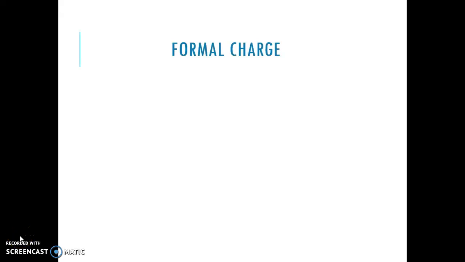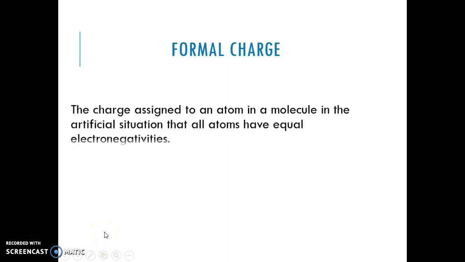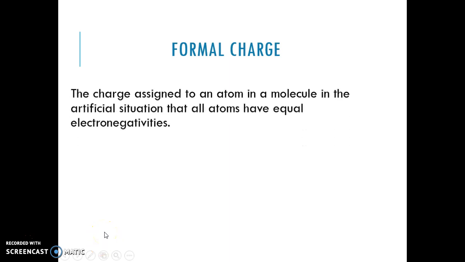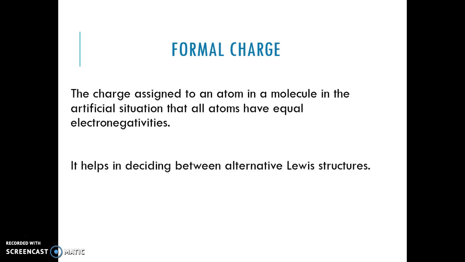So part 3 of this Lewis structure video is going to talk about formal charge, and we're also going to hit on the idea of resonance. So formal charge is, by definition, the charge that we assign to an atom in a molecule in very artificial situations, because we are assuming that all atoms have equal electronegativities. So no electrons are being pulled one way or another, so no polar bonds essentially.